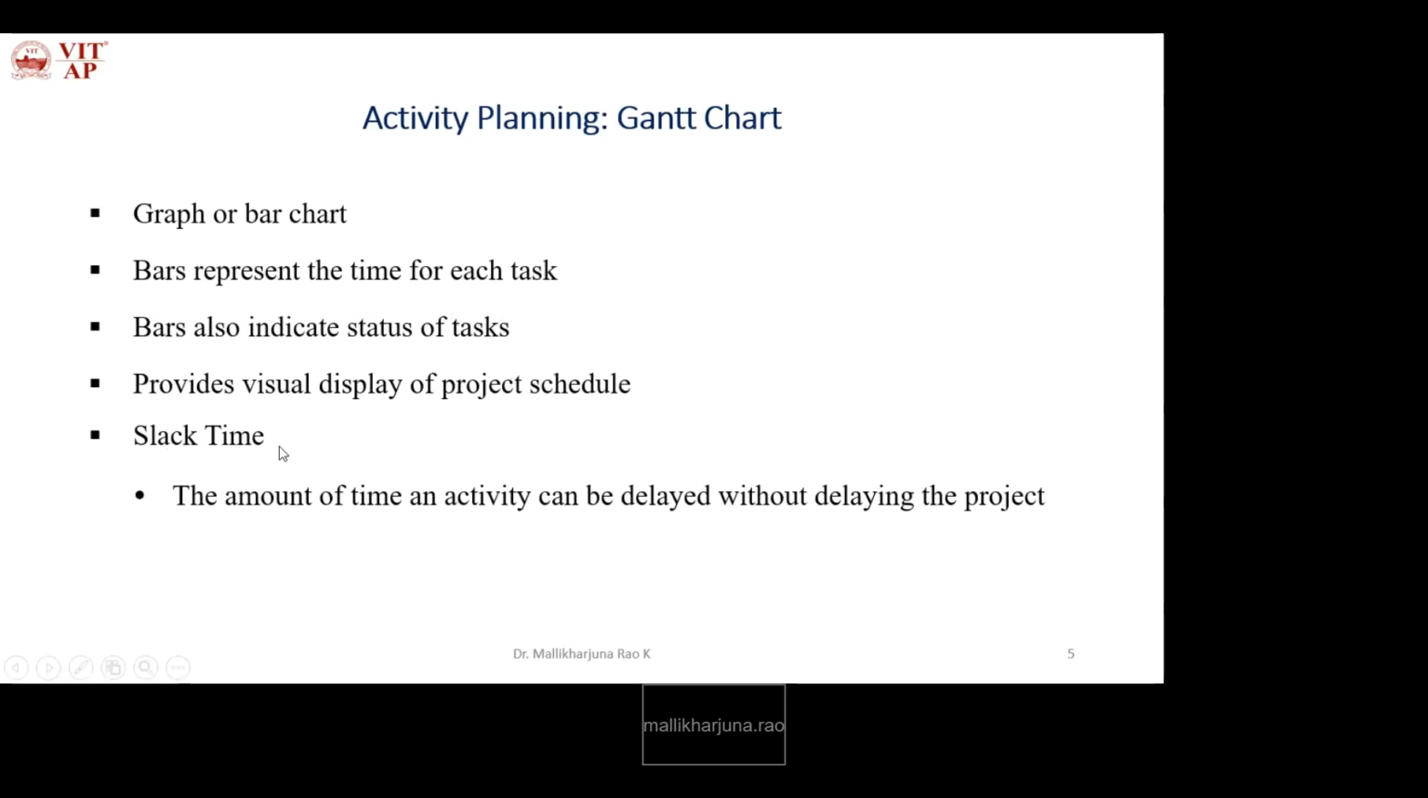And the slack time. So, what do we mean by slack time? The maximum time that we can wait. Due to some problem, if any activity is delayed in finishing, and another activity depends on that previous activity, then the current activity has to wait until the previous activity completes. How much time this next activity has to wait, that is what is called slack time: the amount of time an activity can be delayed without delaying the project.